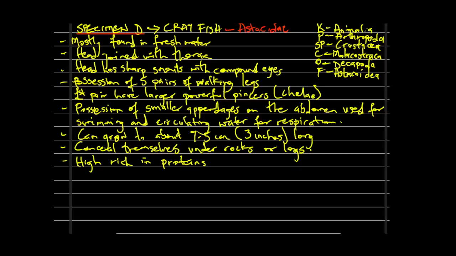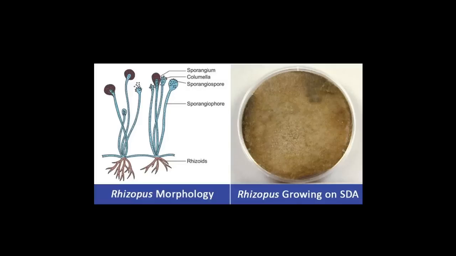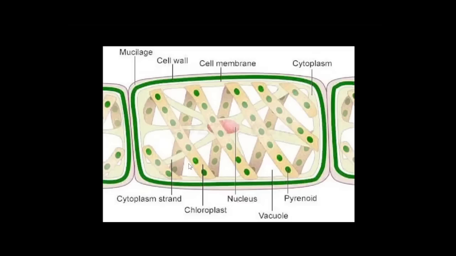So let us continue to what we are talking about now, which is Spirogyra filament. The Spirogyra filament is named for its beautiful spiral chloroplast. This is what it looks like. The Spirogyra filament looks like this. So it has what we refer to as beautiful spiral chloroplast.